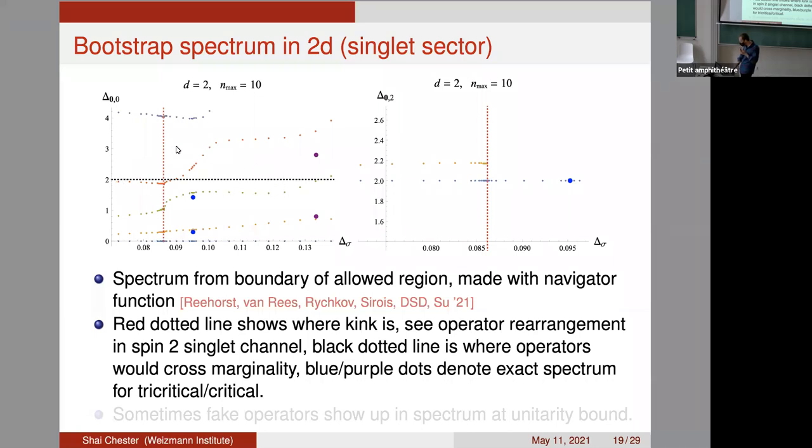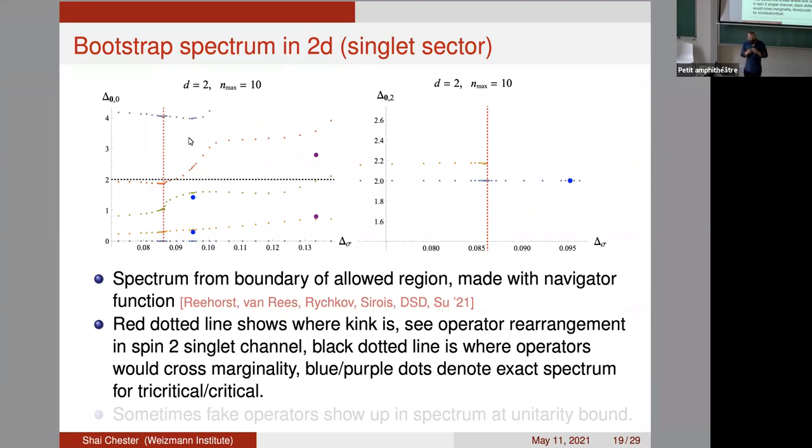On the left plot, the x-axis is the scaling dimension of delta sigma, the Z3 charged operator. The y-axis shows various operators in the singlet sector with spin 0, and that's what these various colors are. Yellow is the lowest operator, a singlet of spin 0. Green is the second lowest operator. Orange is the third lowest operator, et cetera.